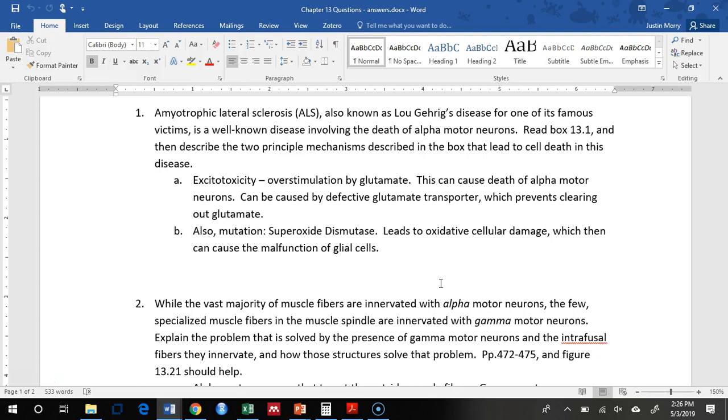So again, it's excitotoxicity by glutamate, and then oxidative damage, maybe because you don't have effective superoxide dismutase. Normally what superoxide dismutase does is it helps to get rid of excess superoxide molecules, which are basically oxygens that have extra electrons attached to them. And they're super reactive and just blow apart biological molecules.